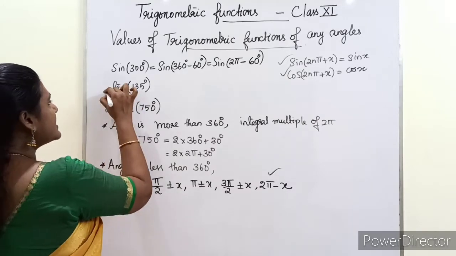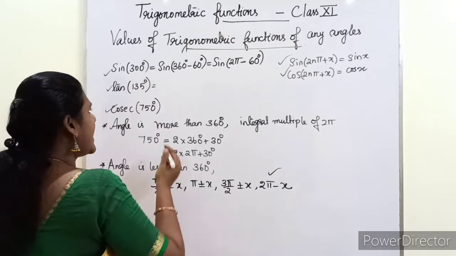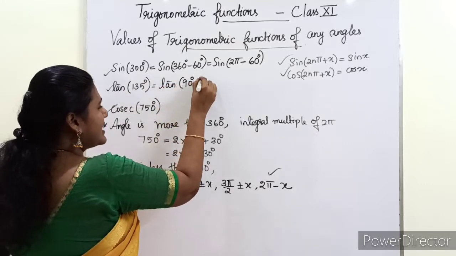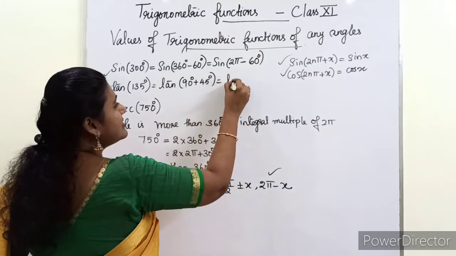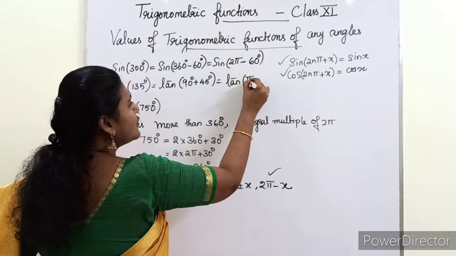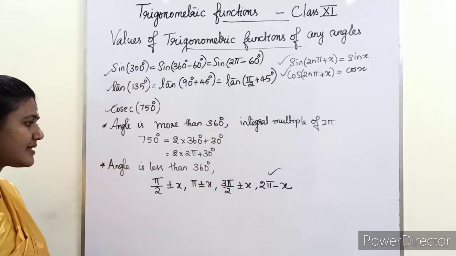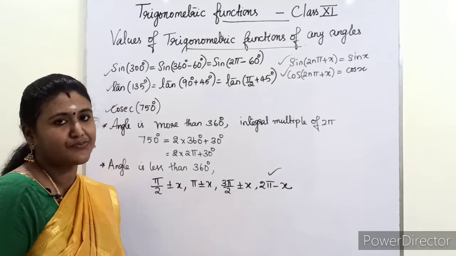So the second question, if you see, is tan 135 degree. How to express tan 135 degree? Tan of 90 plus 45 degree, that is we can write this as tan of pi by 2 plus 45 degree. So if the angle is less than 360 degree, you can express the angle in any one of these forms.